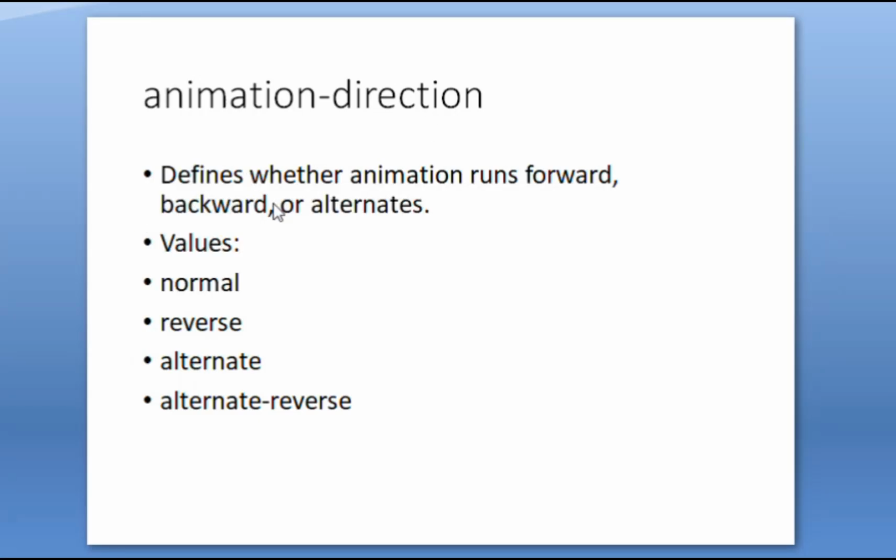Animation direction defines whether the animation runs forward, backward, or alternates. Means the animation-direction property in CSS defines in which direction the animation should play. The values we can give are normal, reverse, alternate, and alternate-reverse. So let's see one small example on this.